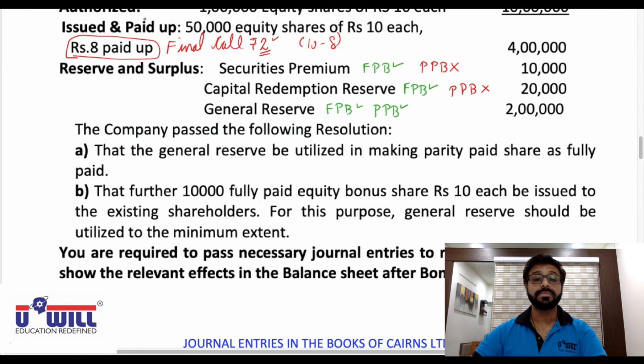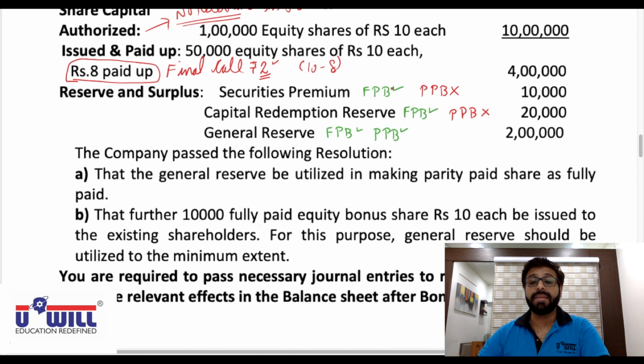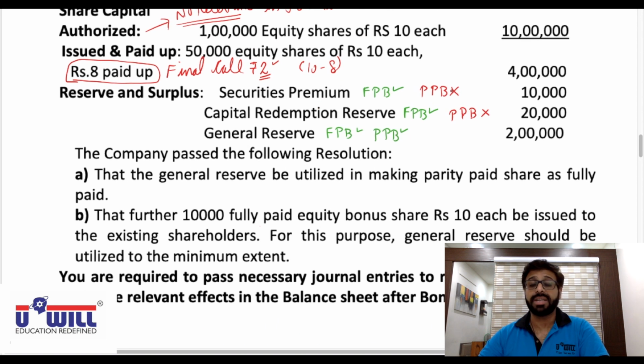Now, I repeat, security premium can be used for fully paid bonus shares but cannot be used for partly paid bonus shares. Capital redemption reserve can be used for fully paid bonus shares but cannot be used for partly paid bonus shares. General reserve can be used to give fully paid bonus as well as partly paid bonus.